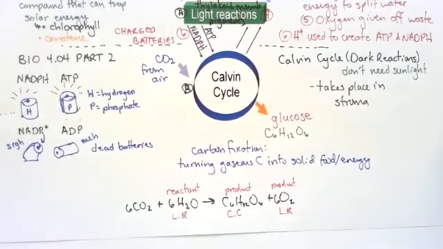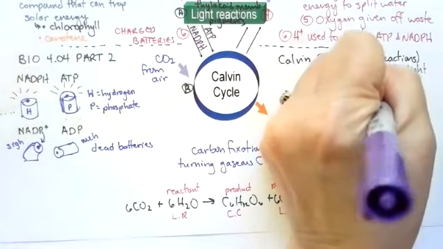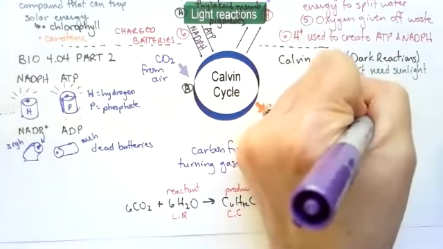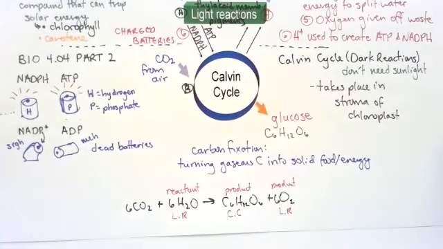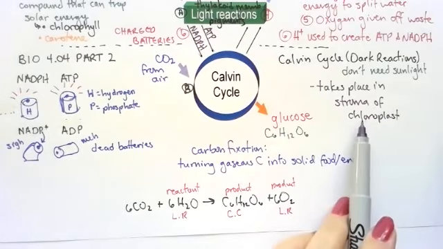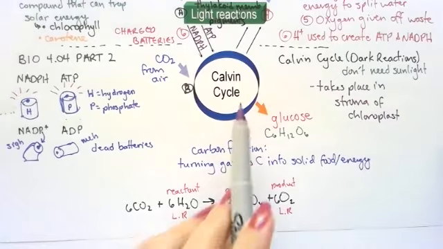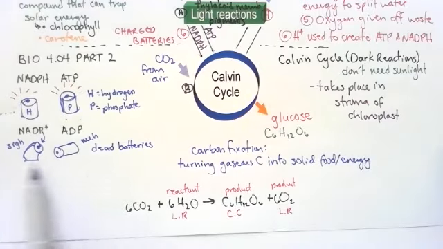It takes place in the stroma of the chloroplast. It takes place in the stroma. So the light reactions take place in the thylakoid discs, the thylakoid membranes. The dark reactions take place in the stroma. So when we're done with these, we've got these dead batteries. Well, we might as well send them back to be recharged.